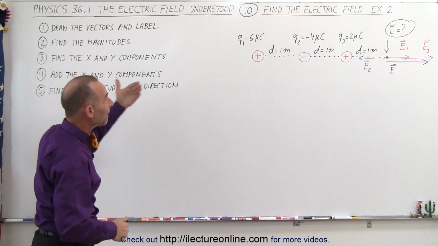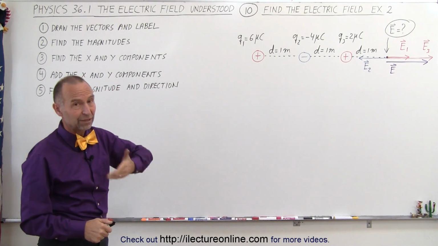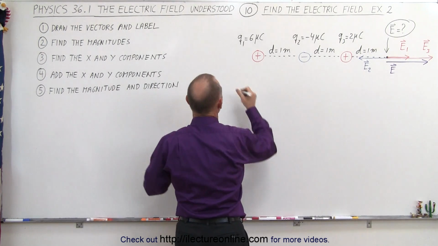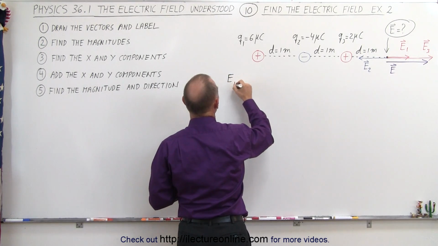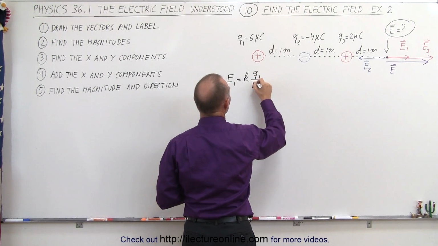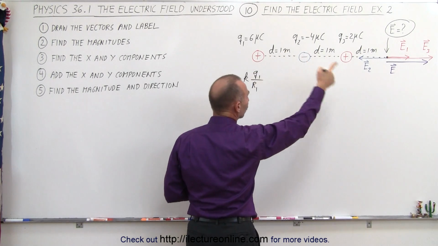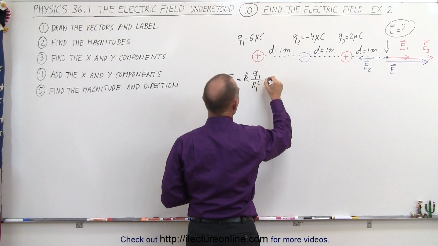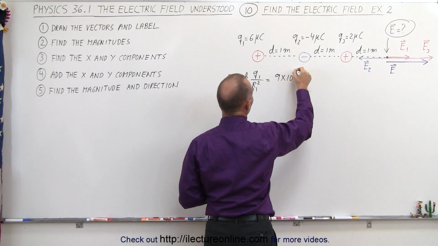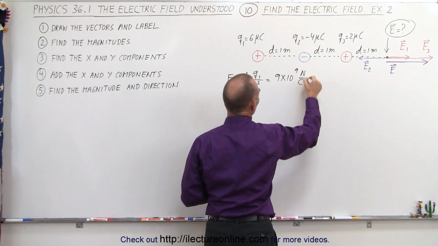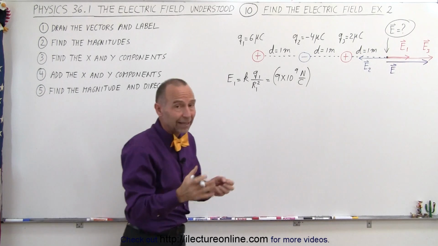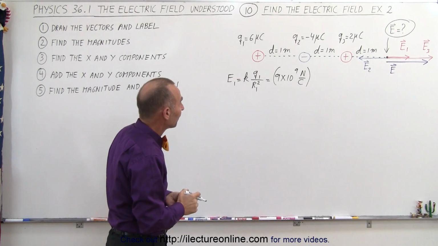Step two, find the magnitude. So we have three vectors. We need to find three magnitudes, E1, E2, and E3. So E1 is going to be equal to K times Q1 divided by the distance from that charge to the point of interest squared. So in this case, it's going to be 9 times 10 to the 9th. It's going to be newtons per coulomb. Again, that's not the units of K, but that's going to be the units of the final answer since we're looking for the electric field.